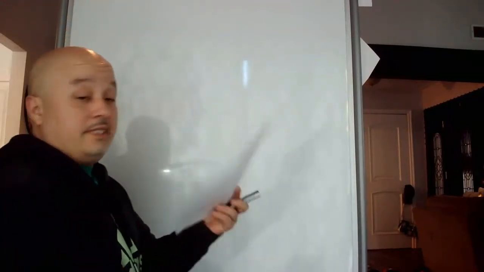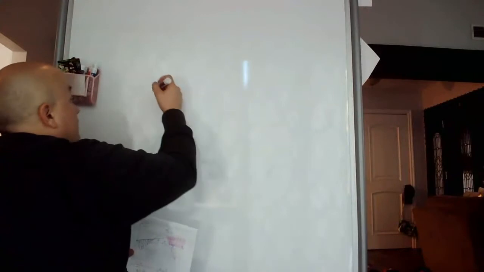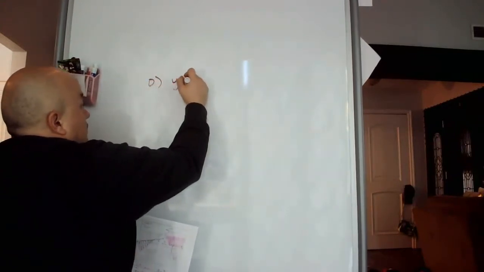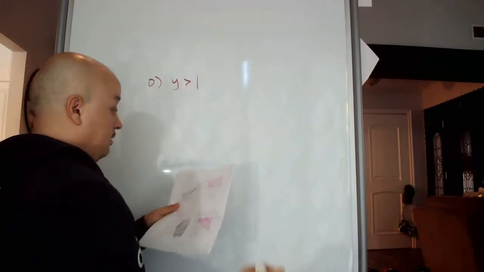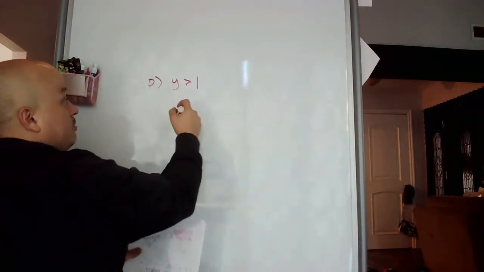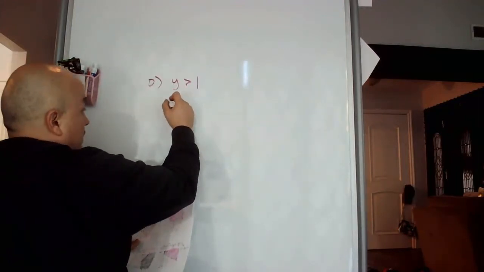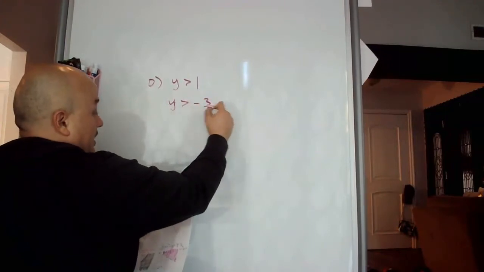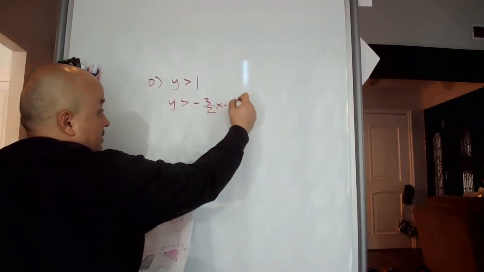So I'll post all the answers, but I'm going to skip around just for the video. So problem D has something a little different. It's just y is greater than 1, right? It's not in the full-blown y = mx + b format. And the second line, y is greater than negative 3 halves x minus 2.